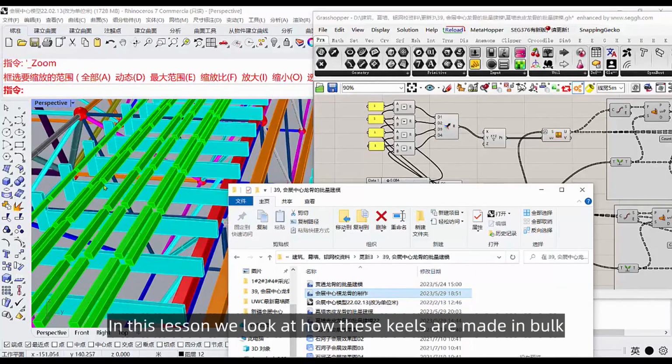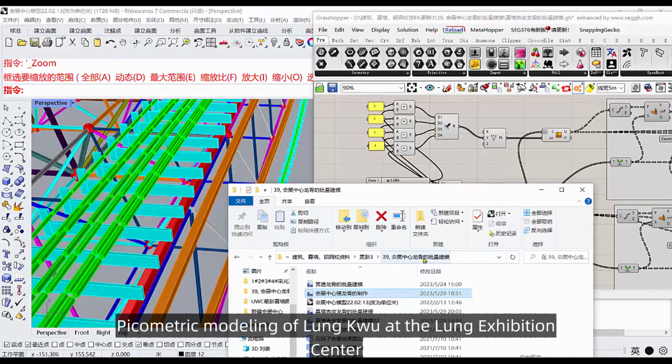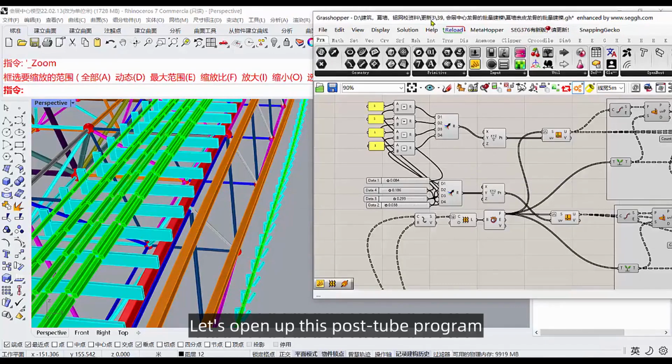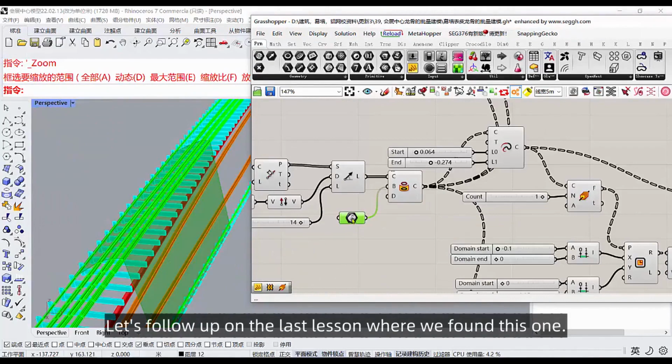In this lesson we look at how these keels are made in bulk. First, let's open the 39th one. Parametric modeling of the lung cue at the Lung Exhibition Center. Let's open up this Rhino program. Let's follow up on the last lesson where we found this one.